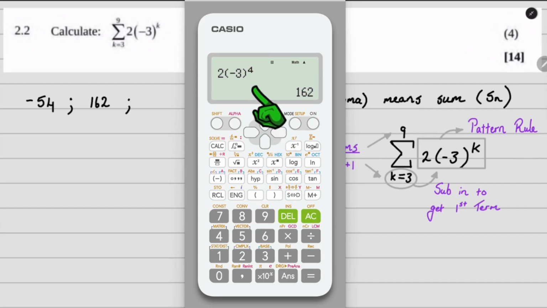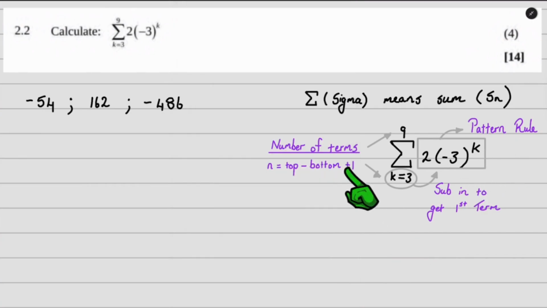And to get the last term, I'm just going to change that 4 to a 5. Remember, you just keep adding 1 and you go through the pattern. And it gives me minus 486. Okay, so what I want to do with the first 3 terms is find out what type of pattern it is. It looks like we're timesing by negative 3. Normally the ratio is kind of hidden in this bracket here. If we're timesing by a number, it's going to be a geometric sequence.